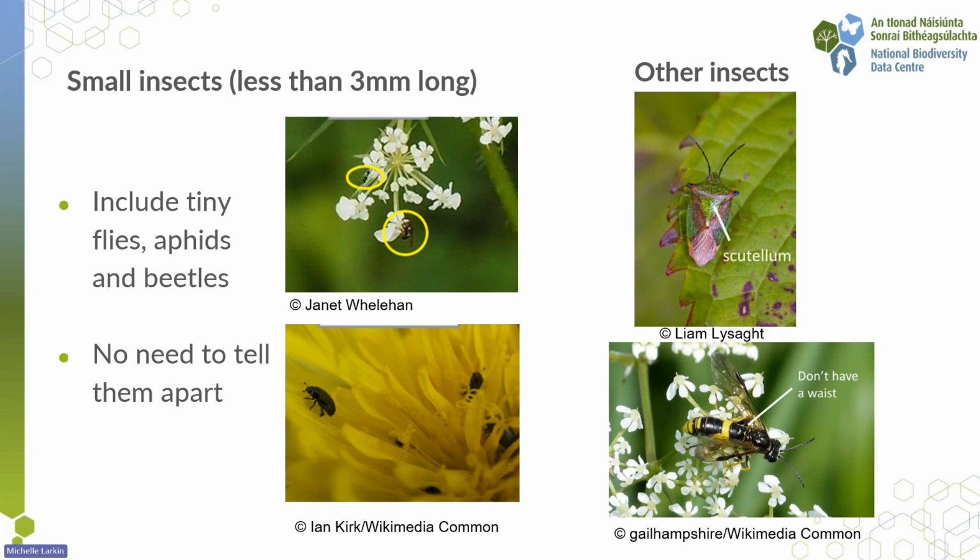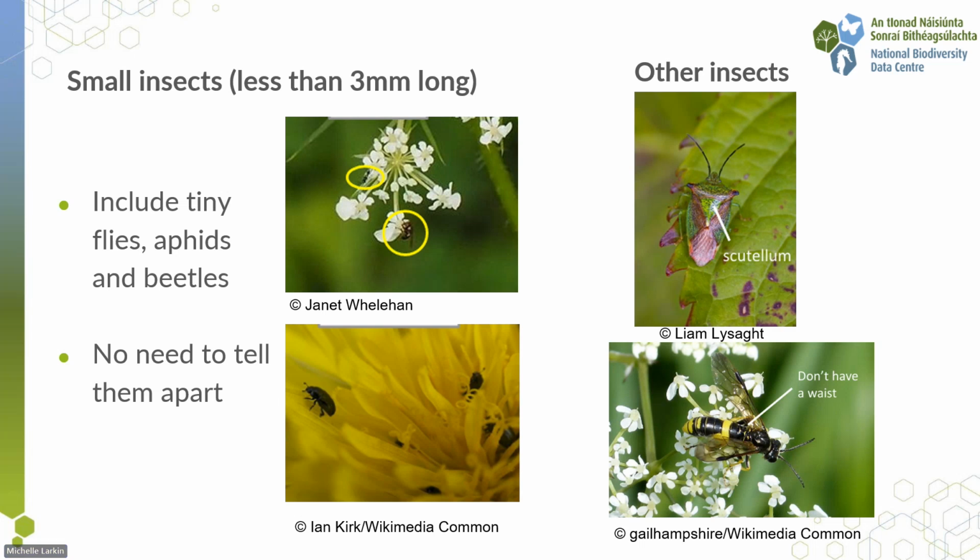You can see here with some of the pollen beetles, they're absolutely tiny. You don't need to tell them apart, as I said, but you can group them under the small insects. And then finally, we have the other insects. Anything like shield bugs, sawflies. Sawflies very much look like wasps, but they don't have a waist. You can see they're nearly completely straight, so there's no distinct waist there.